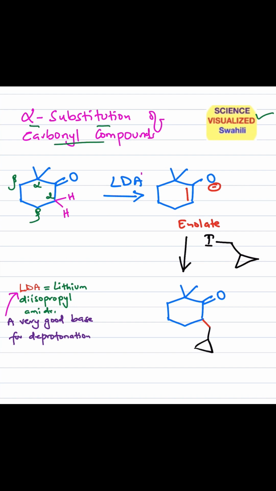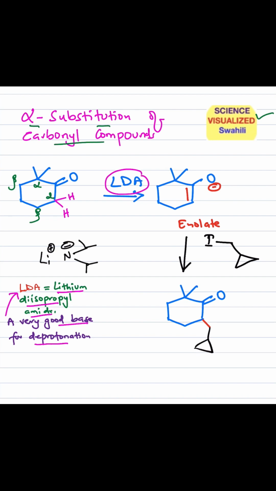So if you react that with LDA, LDA is a bulky base. It's in full lithium diisopropyl amide. It's a very good base for deprotonation of the alpha position. And the LDA looks like this: lithium plus, and then amide, diisopropyl amide.